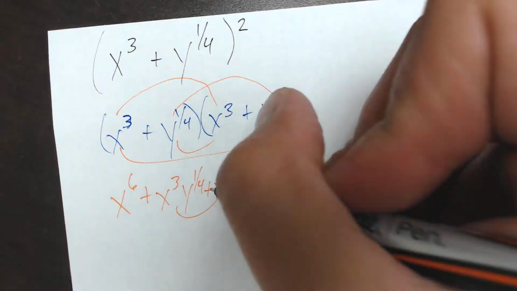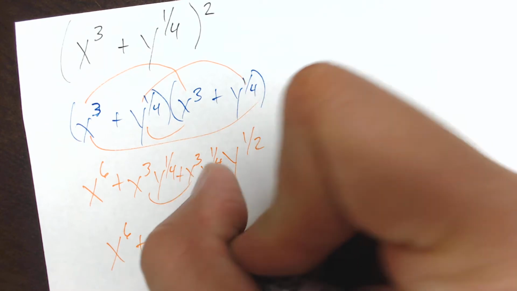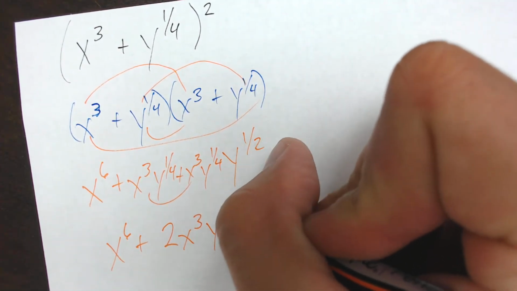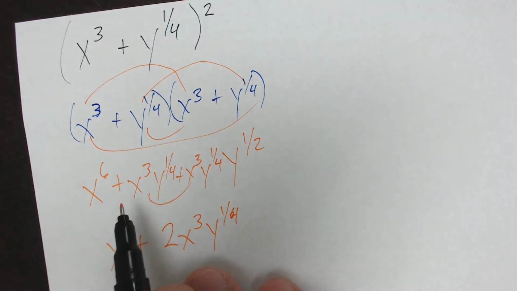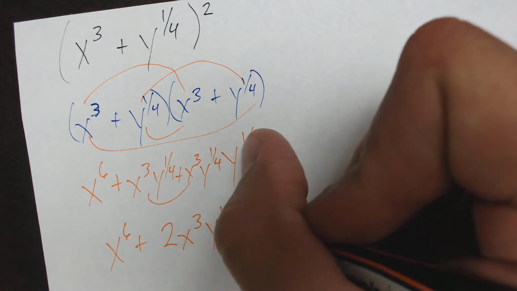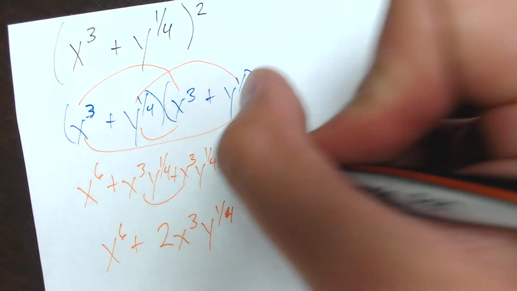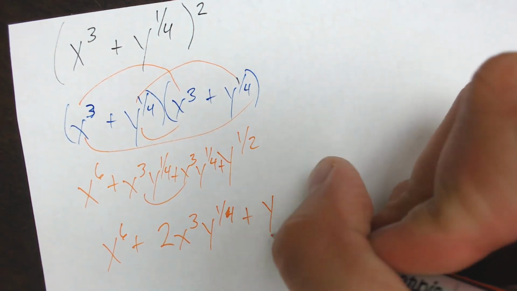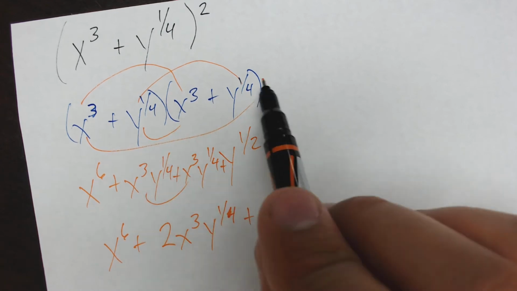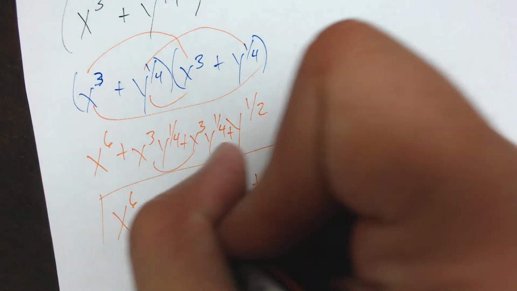Then I combine these like terms, and I get x to the power of 6 plus 2x cubed y to the power of 1/4. This becomes a 2 because I've got 1 plus 1; these are both the same term. And then lastly, plus y to the power of 1/2. If you're confused as to why I put 1/2 there, it's 1/4 plus 1/4, which is 1/2. All right, and this would be our answer.